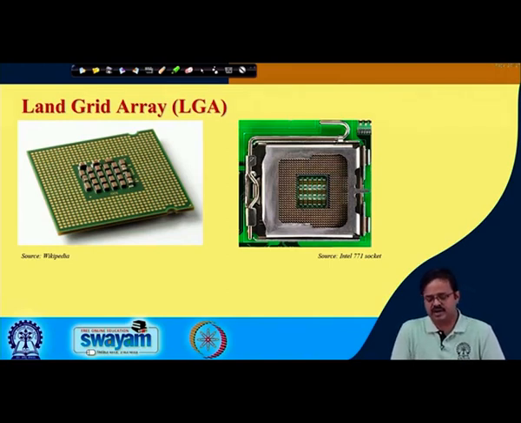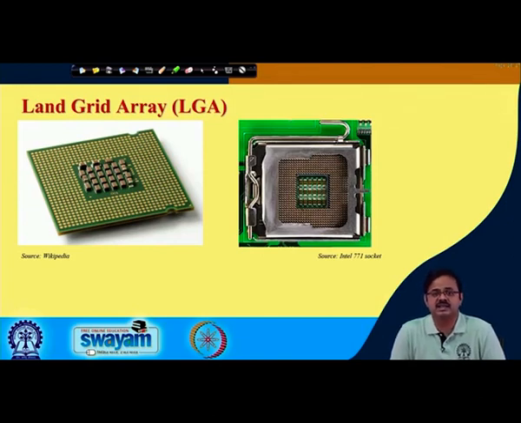The picture that you see on the right is a pretty well known package that came out of Intel probably more than 10 years back. It was known as the Intel 771 socket. It was a land grid array socket, and it was used in some of Intel's Pentium microprocessors, LGA, land grid array.